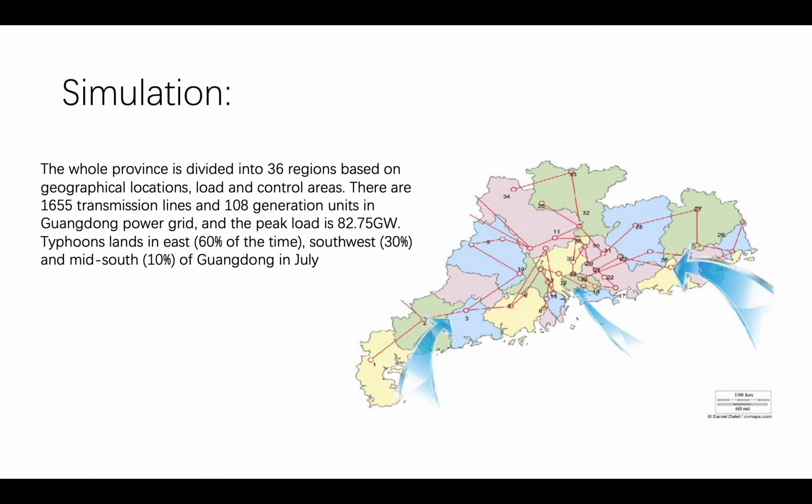According to the simulation, I divided Guangdong province into 36 regions based on geographical locations, load and control areas. There are 1,655 transmission lines and 108 generation units in the Guangdong power grid, and the peak load is 82.75 gigawatts. For typhoon landing, the east island has a probability of maybe 60%, the southeast is 30%, and the mid-south is 10%.